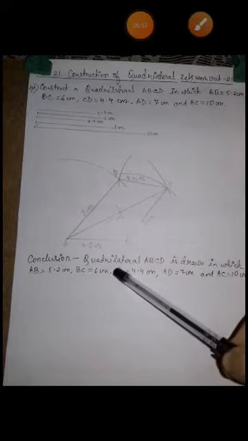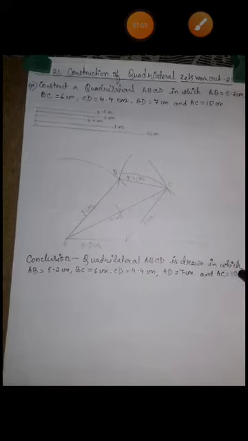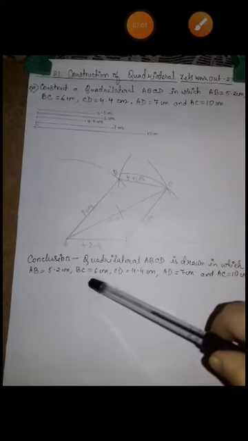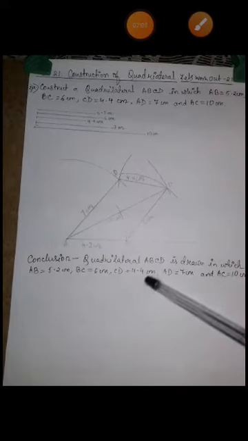Then after writing all the measurements, you are going to write the conclusion in the end. So you can see over here, conclusion has been written. Quadrilateral ABCD is drawn, in which you are going to write all the measurements as given in the question. AB 5.2 centimeter, BC 6 centimeter, CD equals 4.4 centimeter, AD equals 7 centimeter, and AC equals 10 centimeter.